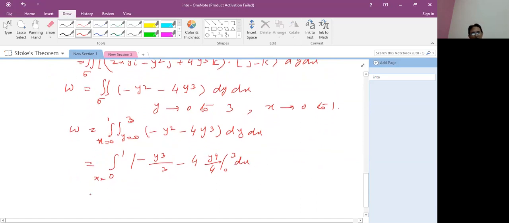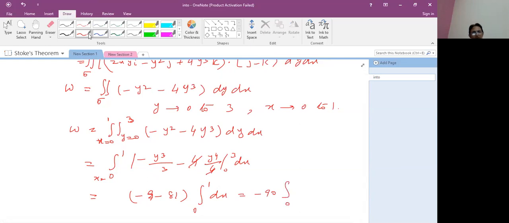Now when we substitute the limits, upper and lower, first we apply the upper limit. 3 raised to the power 3 means 27, so minus 27 divided by 3 means minus 9. For y to the power 4 divided by 4, 3 raised to the power 4 means 81, into dx from 0 to 1. So both are added, minus 90.